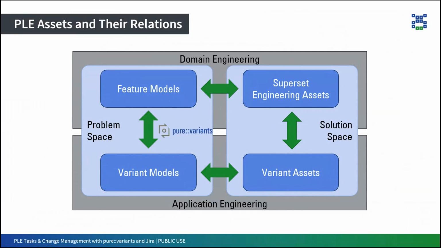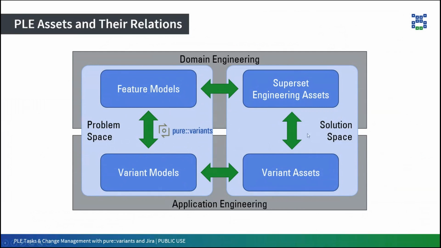In the problem space, we talk about variability modeling. We have the feature models and the variant models here, and we don't talk about how to solve them. The roles working in this problem space work in Pure Variants. They use Pure Variants to create and maintain feature models and variant models.